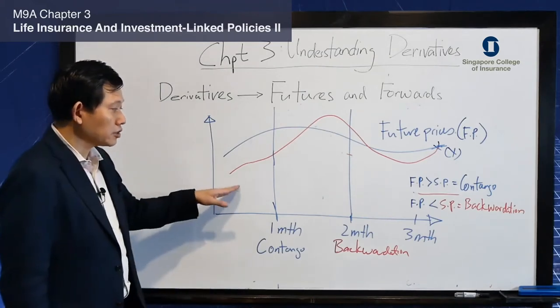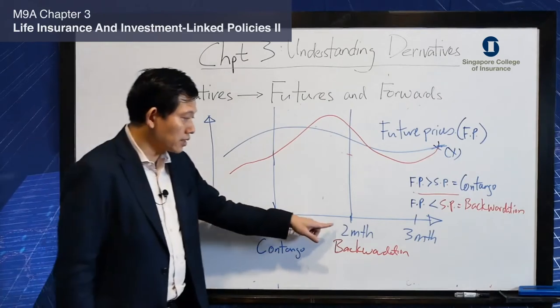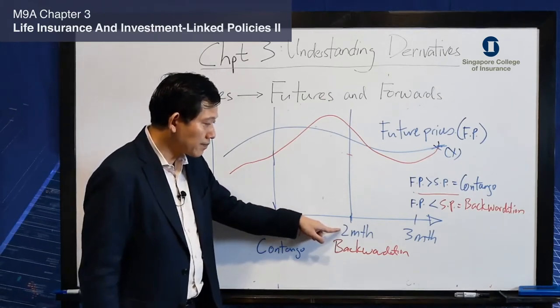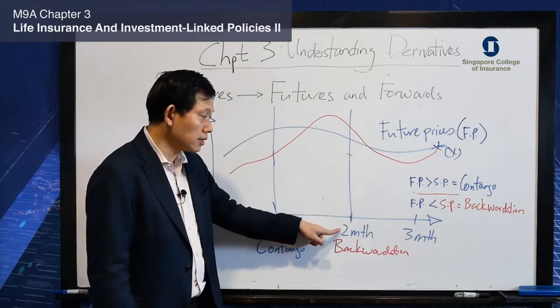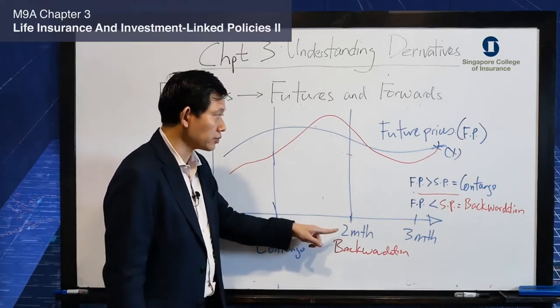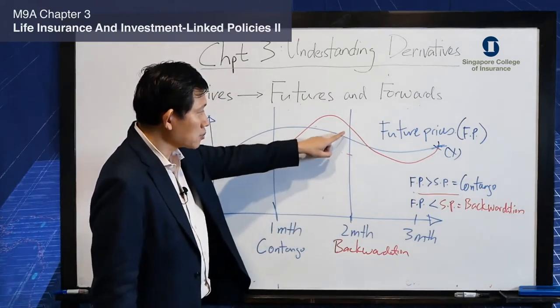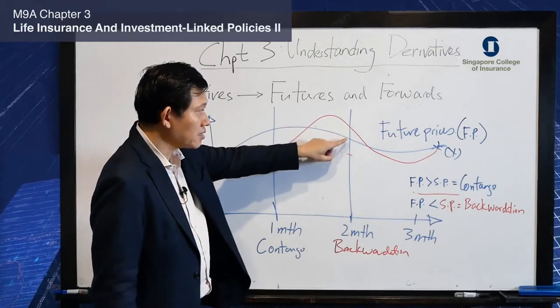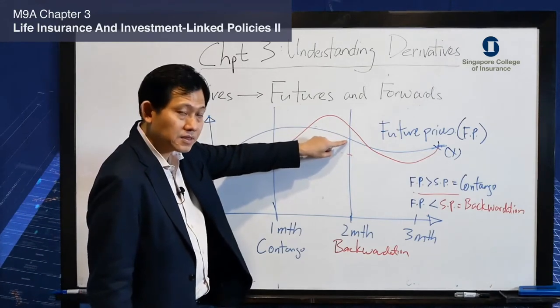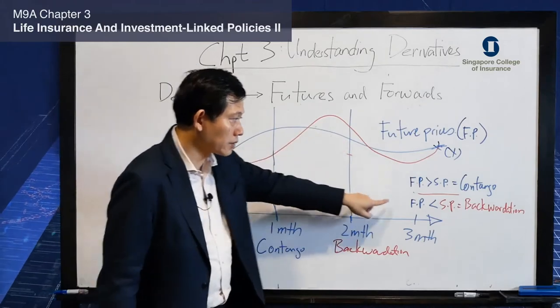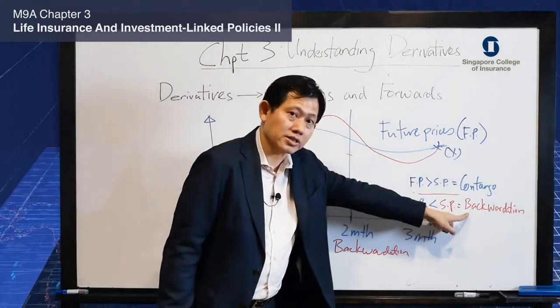Now, under this situation, take a look at month number two. At month number two, when we do the pricing settlement of the future contracts, we find that the spot price of the underlying asset is higher than the future price. This situation is what we call a backwardation situation.